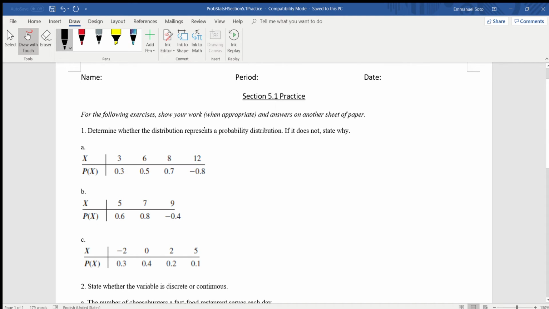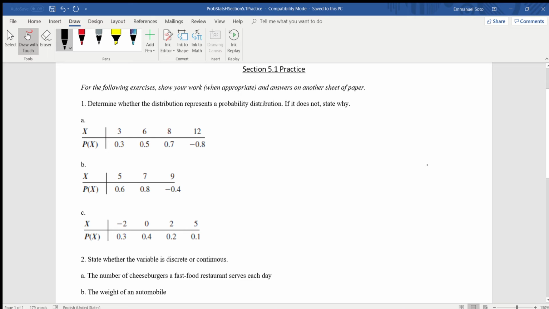Alright guys, so in this video we're going to look at the 5.1 practice, just in case you need some assistance. So basically the goal for this lesson was, be able to construct the probability distribution, be able to determine if one is valid, and then basically look at discrete versus continuous.